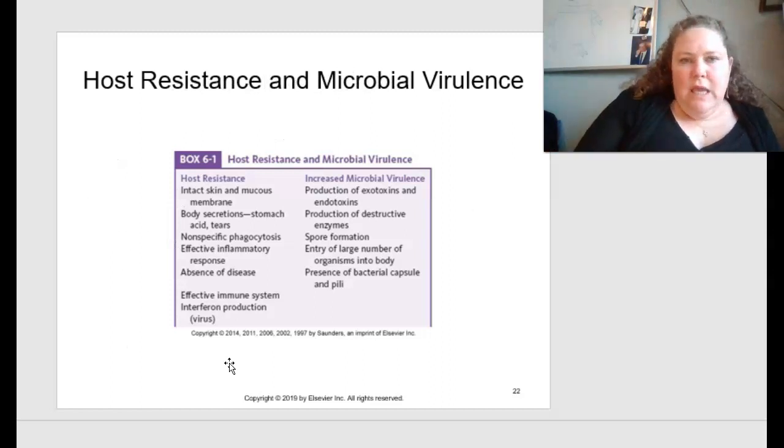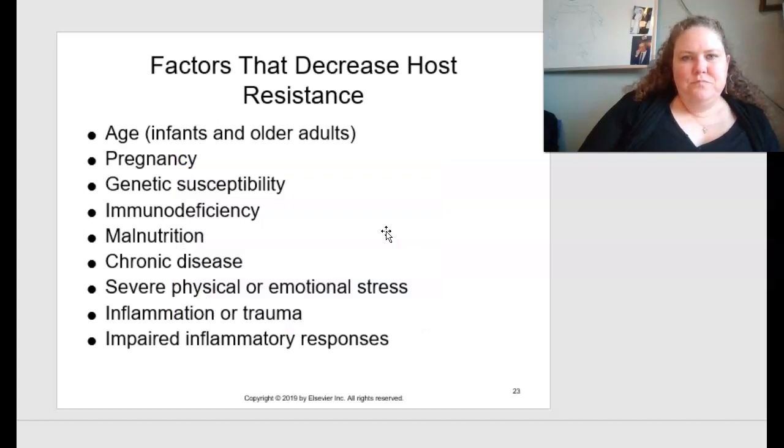So when you're looking at host resistance and microbial virulence, this is box 6.1, shown on page 101. This shows the host resistance and also increased microbial virulence. So for instance, the intact skin and mucous membrane, the body secretions that we just talked about, non-specific phagocytosis, all of those things. And then it can have production of exotoxins and endotoxins, and then destructive enzymes, spore formation, etc.